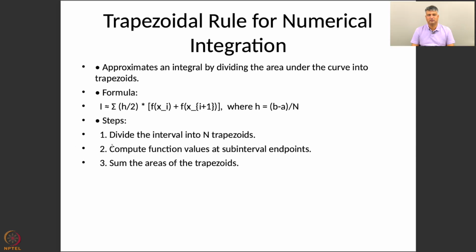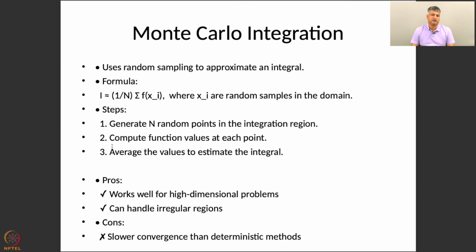So we looked at the trapezoidal rule for numerical integration. We can now look at Monte Carlo integration as well. Now, what is Monte Carlo integration? Here we are using random sampling to approximate an integral. We take some n random samples in the domain, generate n random points, compute the function values at each point, and then find out what the average value is. When we look at the average value, that estimates the integral if you're looking in the domain 0 to 1.